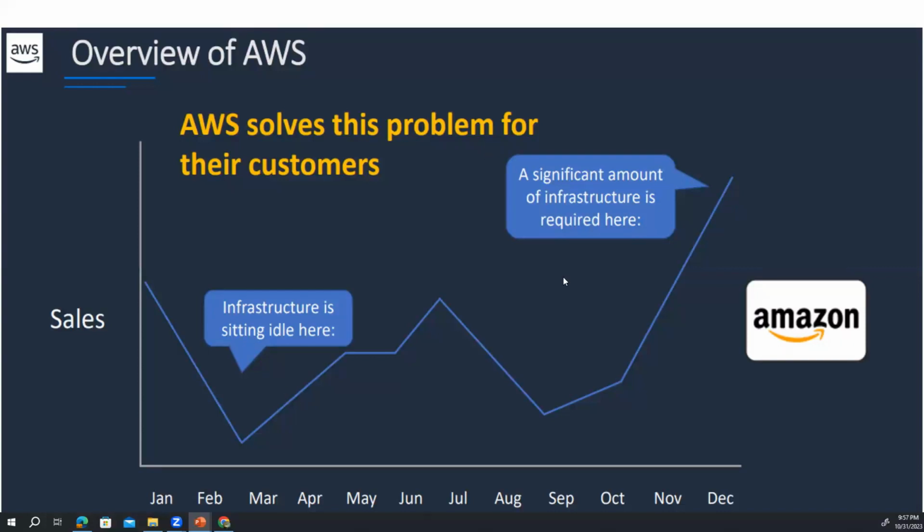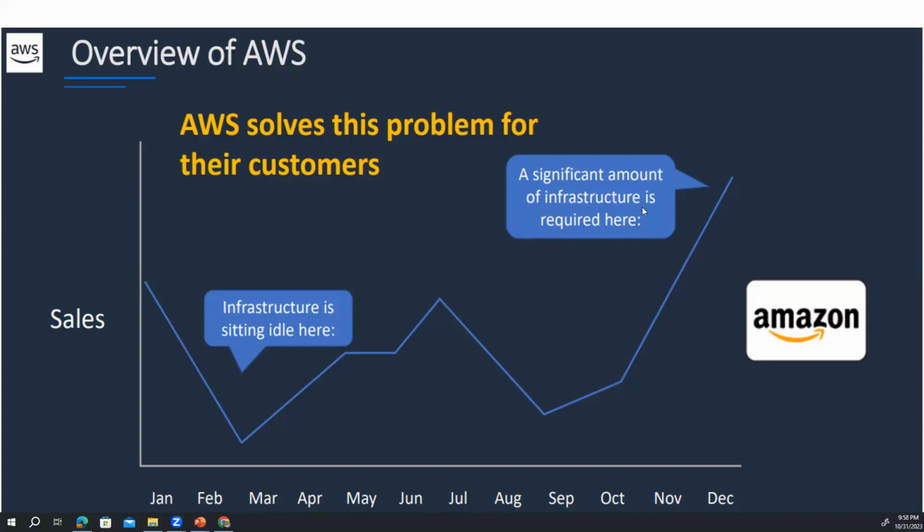When you see this graph, look at the infrastructure. In November, the sales volume is going to be higher because of Thanksgiving, Christmas, the New Year, Pongal, and all those things. There will be a peak in sales. But in February and March, when the festival season completes, you have a low amount of sales. That means your resources will be of low utilization. But at the peak, a significant amount of infrastructure is required because of the high sales volumes.